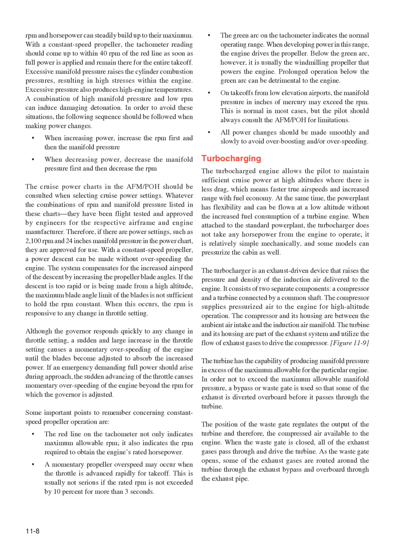The position of the waste gate regulates the output of the turbine and therefore, the compressed air available to the engine. When the waste gate is closed, all of the exhaust gases pass through and drive the turbine. As the waste gate opens, some of the exhaust gases are routed around the turbine through the exhaust bypass and overboard through the exhaust pipe.